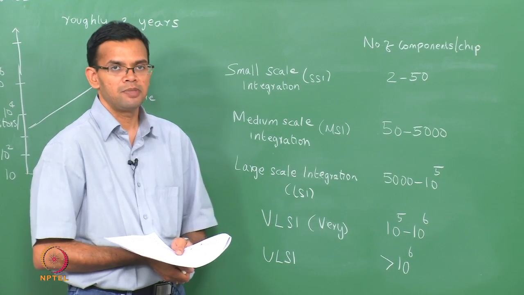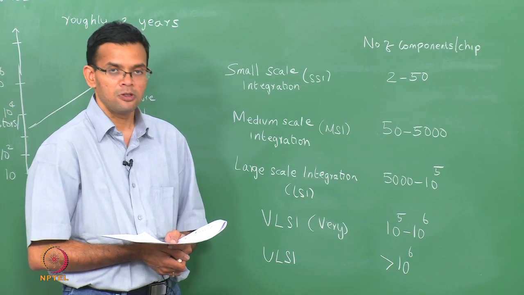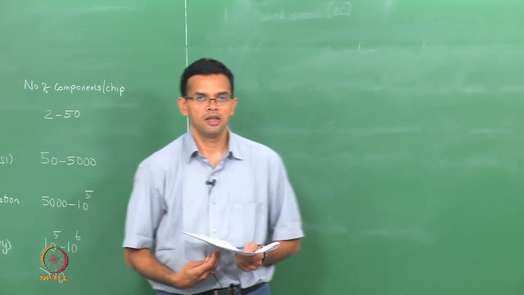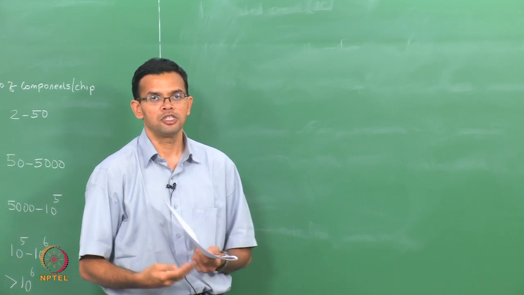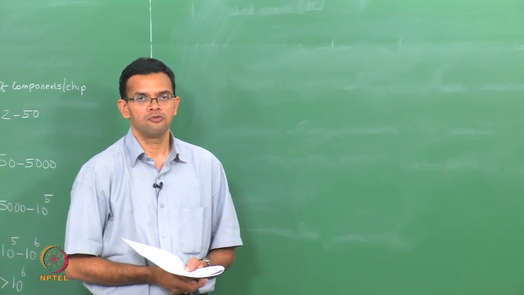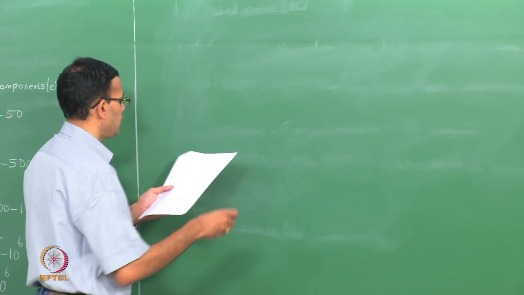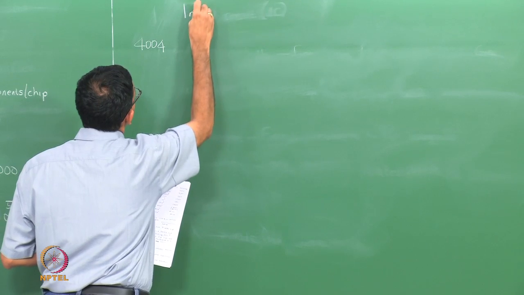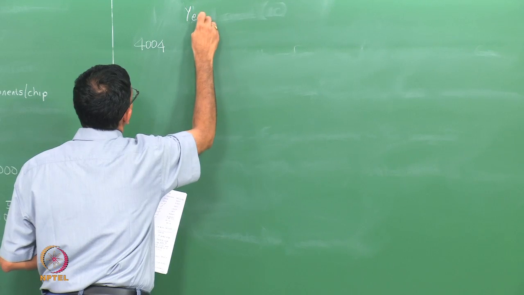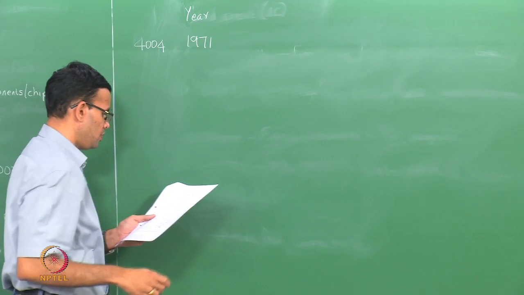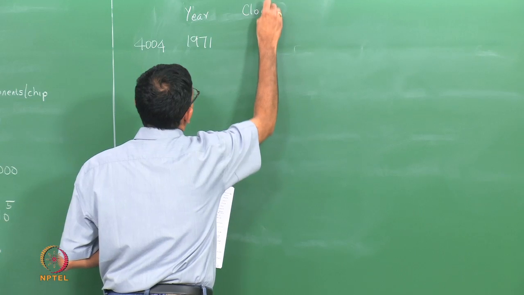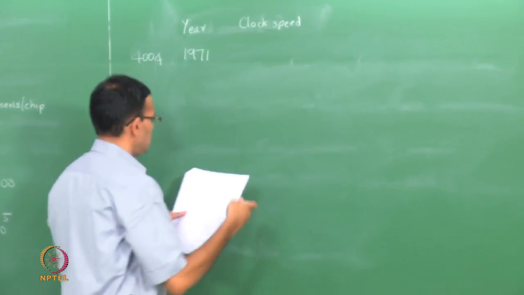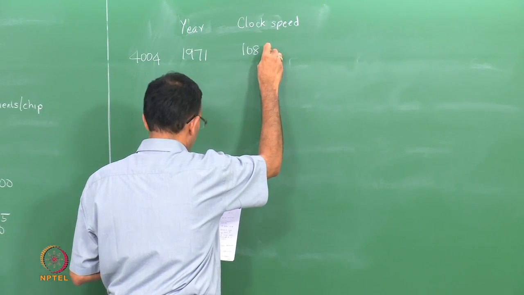So, let us look at some examples of chips made by Intel, and also the component size and the number of transistors. I am using Intel as an example just to show the evolution of the industry, but whatever is true for Intel is also true for other semiconductor manufacturers. We look at the first chip, which is the 4004. The year of manufacture is 1971. We usually define something called a clock speed, which tells you the frequency of operation of the device. Clock speed is around 100 kilohertz.